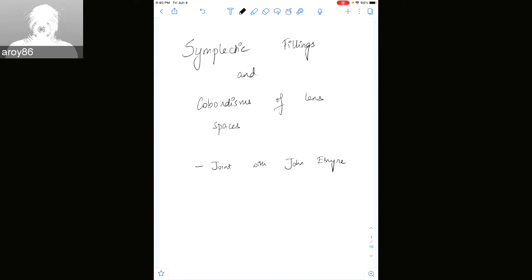So the plan is that the first talk will introduce the main result about the classification of symplectic fillings of lens spaces. In the second talk, I'll introduce some research directions that we found interesting that stemmed from this project. We obtained some partial results there, but we think there are interesting things to look forward to.